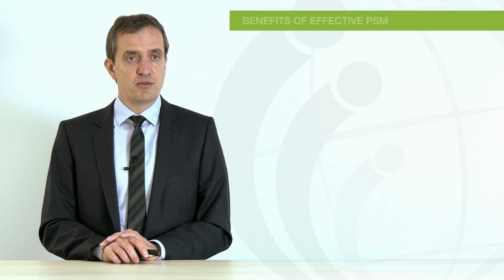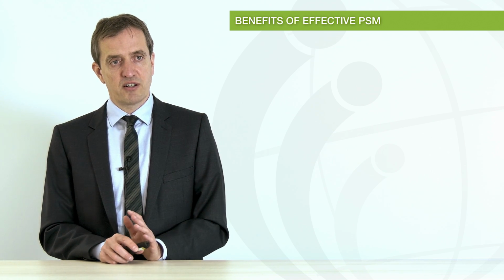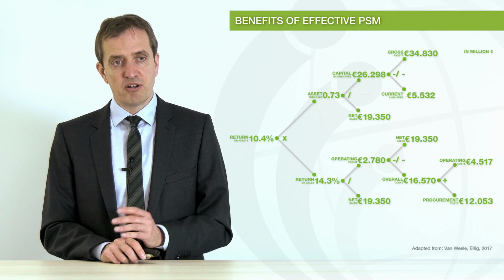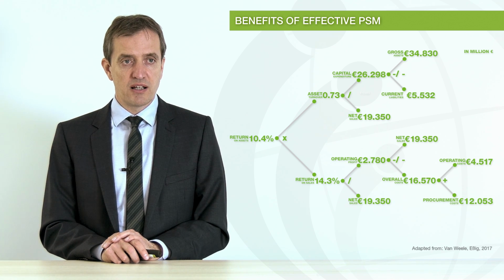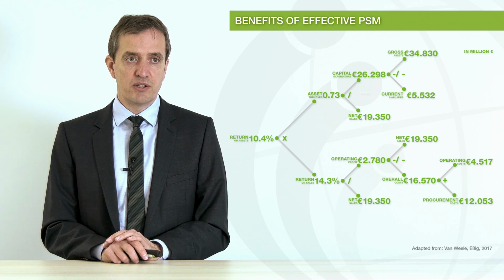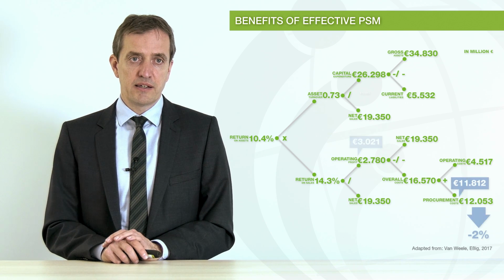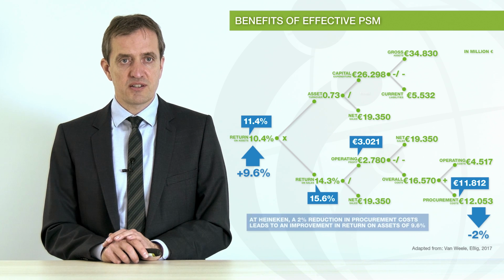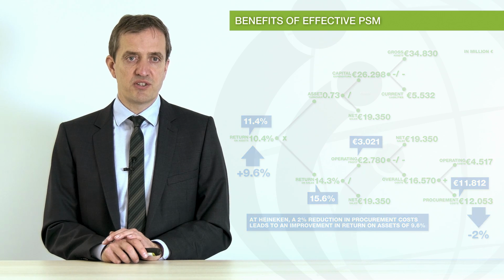The benefits of effective PSM are huge. That's the reason why people usually say the profit of a company stems from our function. These effects can be visualized by several means, for example by an EVA tree or by the visualization of the calculation of a return of asset for a company. We looked more in detail at a Heineken case where a 2% reduction in procurement costs led to an improvement in return on assets of up to 10%.